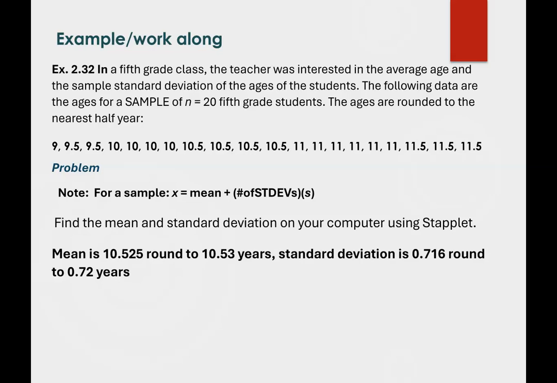So for the first part, we have the mean is 10.525, round to 10.53. Standard deviation is 0.716, round to 0.72. Remember, standard deviation has units, so does mean, but z-scores do not. So now let's try plugging into this formula up here.